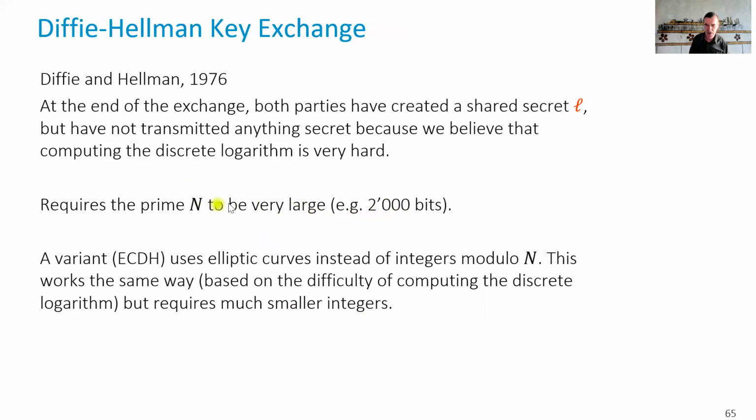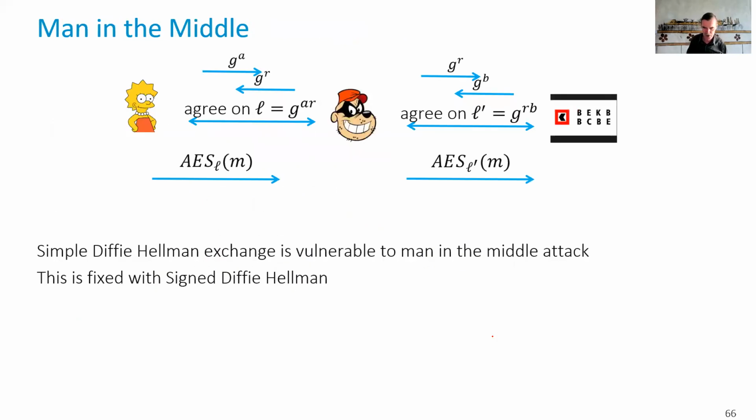As for RSA, that works only if the prime number is very large. And as for RSA, there are variants using elliptic curves. And as I mentioned, there are also variants that are quantum proof, but they are based on very different mechanisms here.